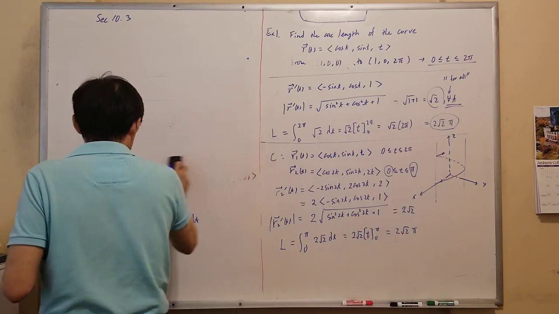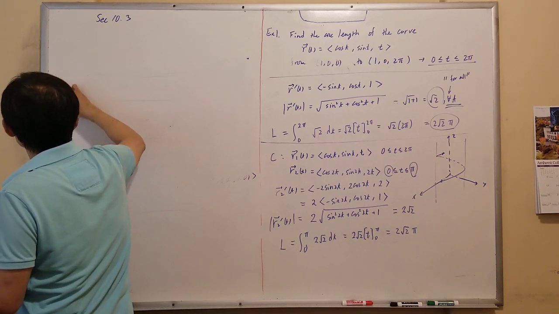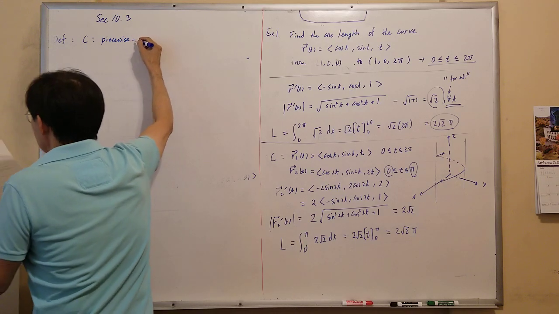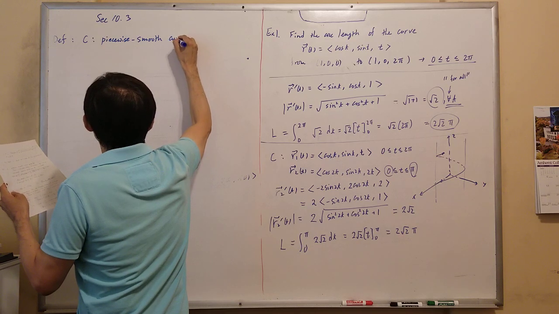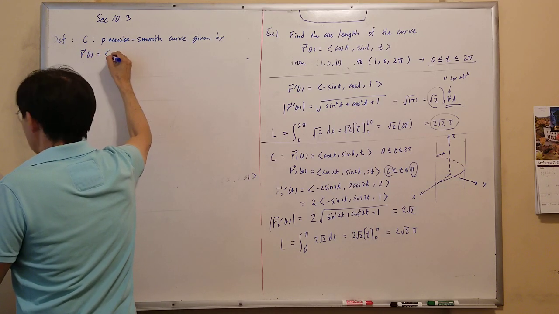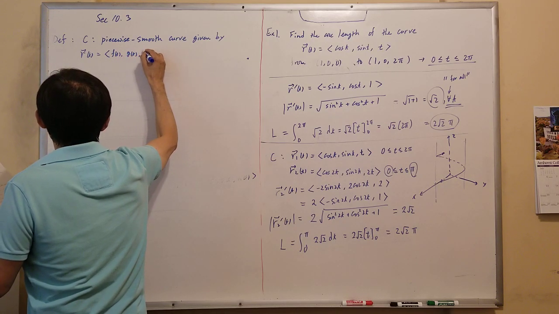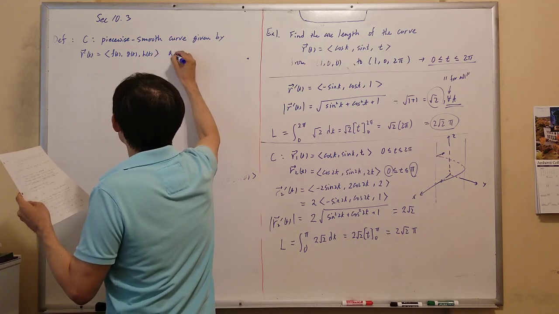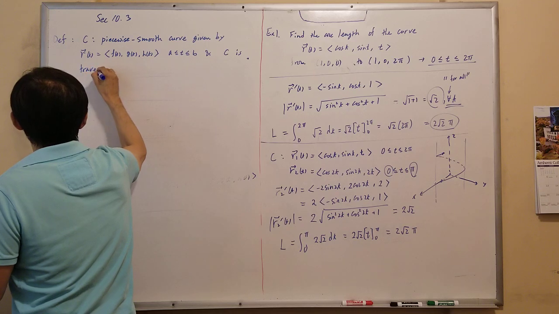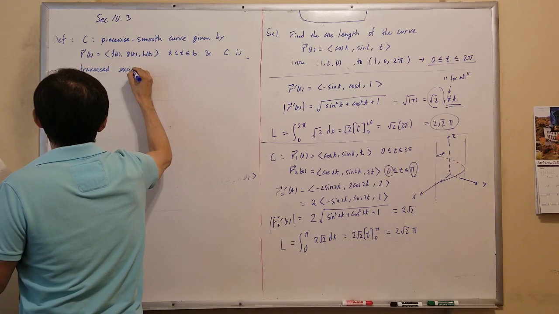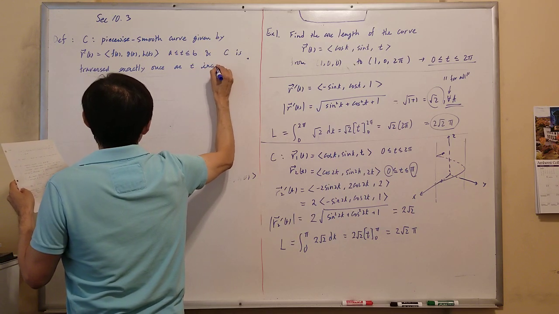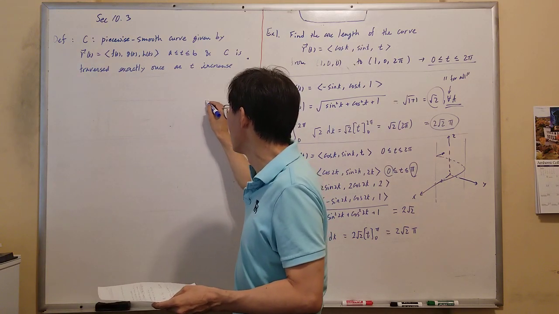Now, let's define the following: the arc length function. Definition: C is a piecewise smooth curve given by f of t, g of t, h of t, and C is traversed exactly once as t increases. So it's not like you're going around.